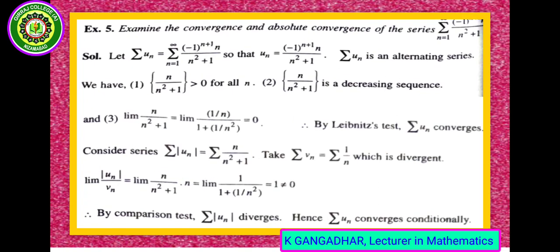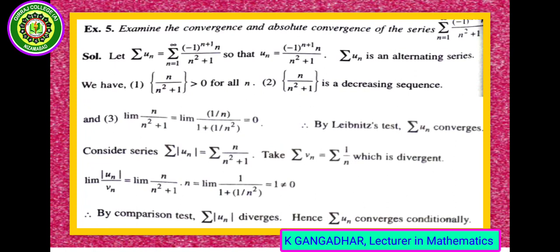So now sigma minus 1 to the power n plus 1 into n by n square plus 1. So un equal to minus 1 to the power n plus 1 into n by n square plus 1. First we find the limit un. Limit value we get 0. So by Leibniz test, alternating series convergent. Next we will take mod un. Mod un equal to sigma n by n square plus 1.